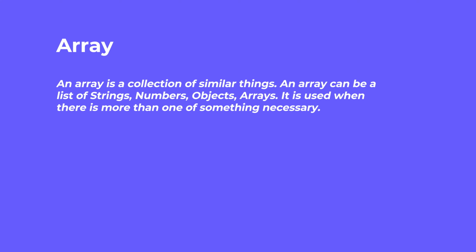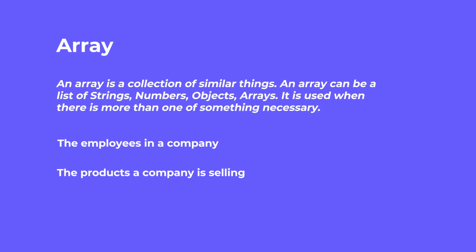Okay, so an array is a collection of similar things. An array can be a list of strings, numbers, objects, or other arrays. It is used when there is more than one of something necessary. Think of a big company that has many employees. The employees would be represented as an array, right? Another example could be you're on some e-commerce website. The products are usually in a catalog, and that's a list of products that would be represented as an array. Or if you're on a single product page, there are usually multiple reviews. The reviews would be represented as an array. So it's when you have more than one of something, a list of them, and that's represented as an array.